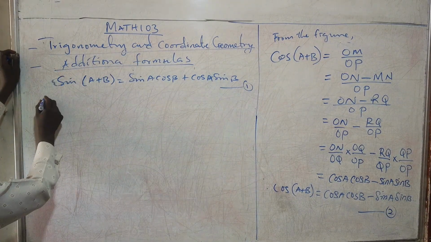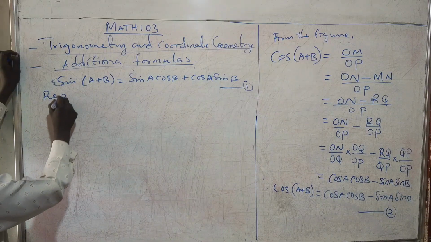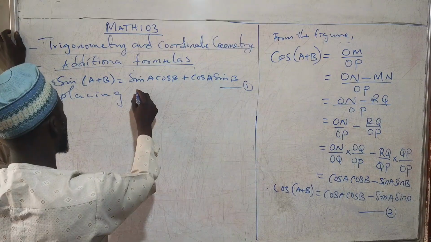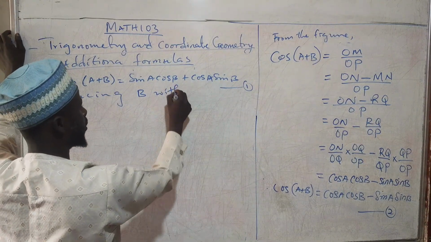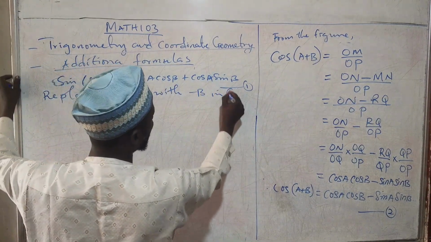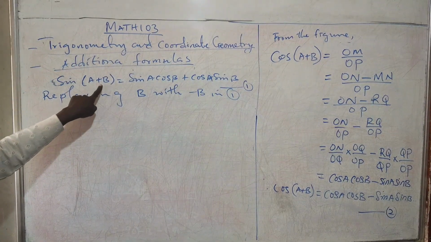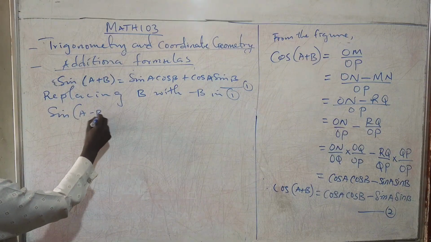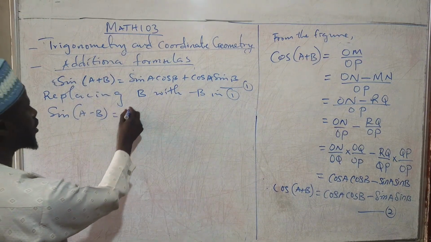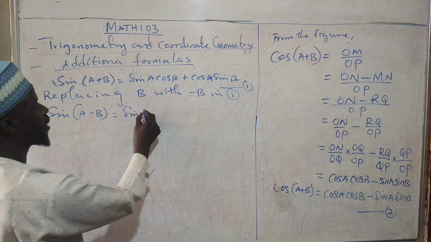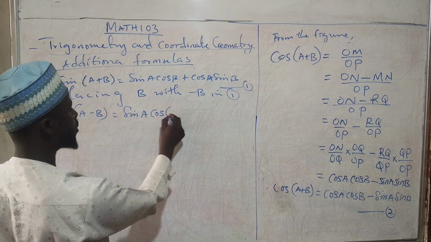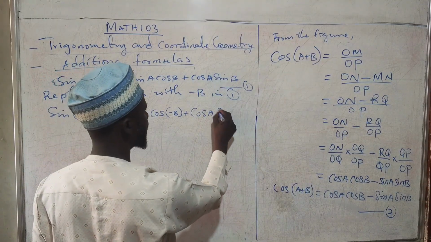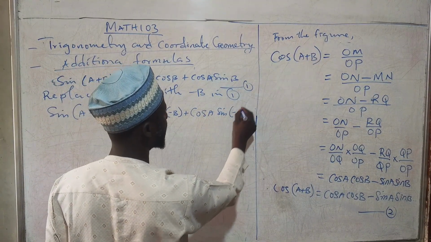Now, replacing B with minus B in 1, what do you have? Wherever you see B, put minus B there. So we have sine A minus B, because B is minus B here, is equal to sine A cos minus B plus cos A sine minus B.